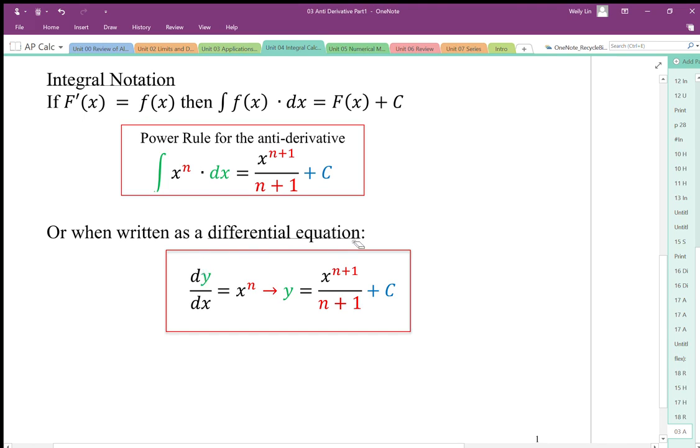It can also be written as a differential equation. So we can say that the derivative dy by dx is equal to x to the power n. This means that x to the power n is the derivative, and what's implied is we want to solve for the original function y. To do that, we again anti-differentiate by using this same rule. Okay, so this is in its integral form, this is in a differential equation form. They are essentially the same thing. In both cases we are being asked to find the antiderivative.